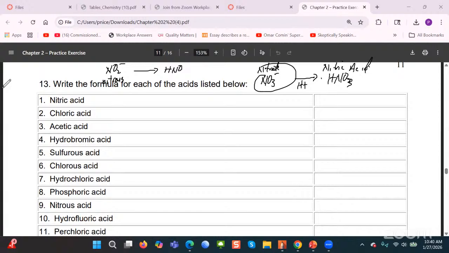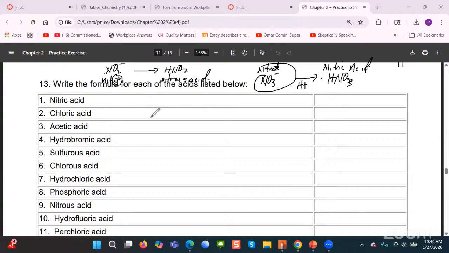Oh, I'm sorry, my bad. The name of this ion is nitrite. This is called a nitrite ion. And the name of the corresponding acid is nitrous acid, right? So in this particular case, if the name of the anion ends with ITE, then the name of the corresponding acid ends with OUS acid, all right?